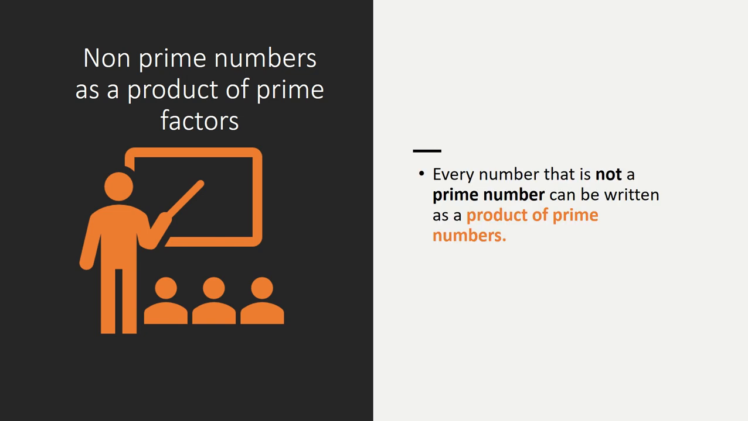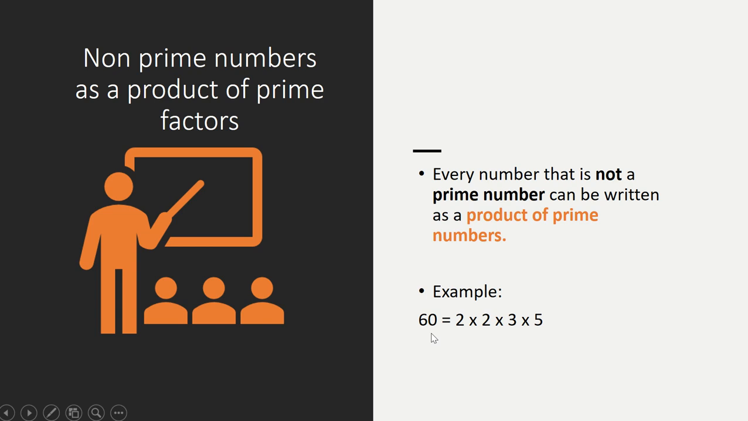Alright, so we can write non-prime numbers as a product of prime factors. It means that every number that is not a prime number can be written as a product of prime numbers, or prime factors. It's the same. An example is 60 equals 2 times 2 times 3 times 5. 2 is a prime number, 3 is a prime number, and 5 is a prime number. If I'm going to multiply 2 by 2 by 3 by 5, I will get 60.